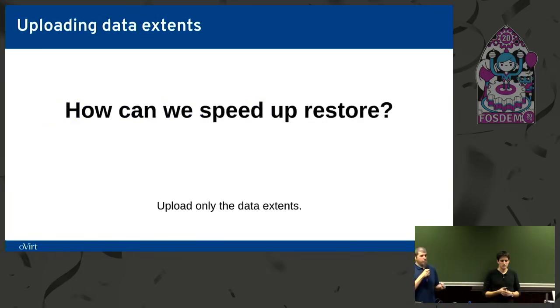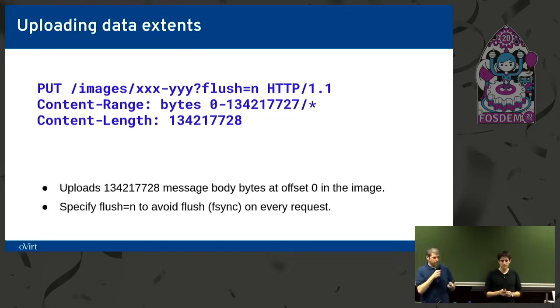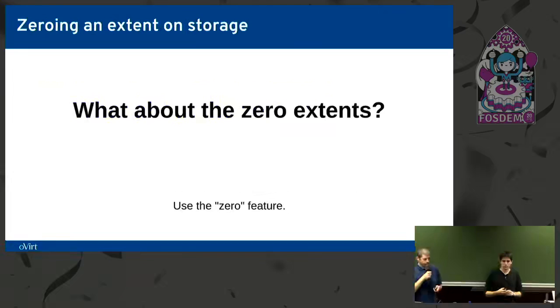Again, invoke a GET request on the resource and specify a range header with offset and length. Okay, so now how do we speed up the restore? Can we speed it up? We simply upload only the data extents. How do we do it? We send a PUT request on the resource and specify content range, offset, length, and size. And we simply need to send a single request for each extent.